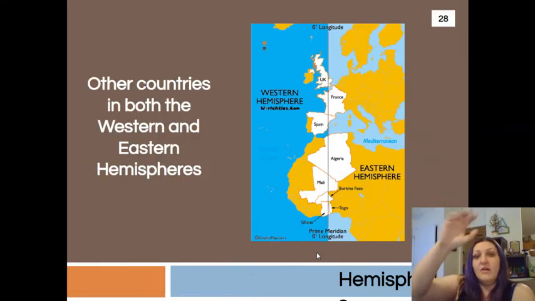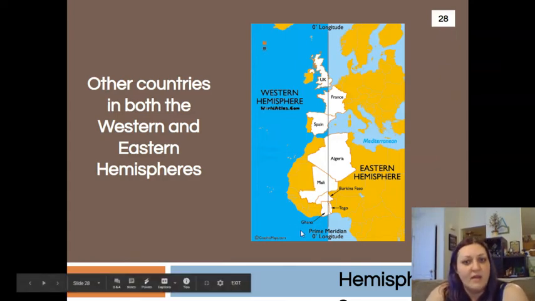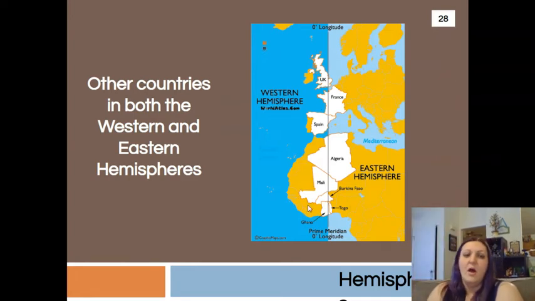Now, here are the countries in that special category again that border both hemispheres, the Eastern and the Western. Not as many as the other one, but they're still pretty recognizable. So we have the United Kingdom, France, Spain, Algeria, Mali, Burkina Faso, Togo, and Ghana. All of those border the Eastern and Western hemispheres and are actually in both.